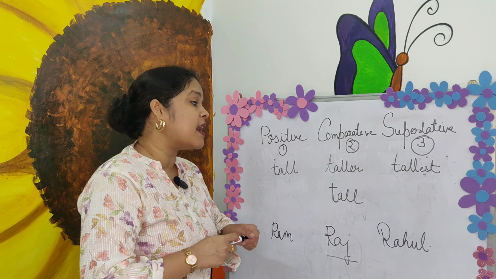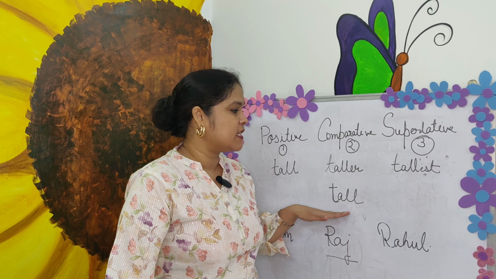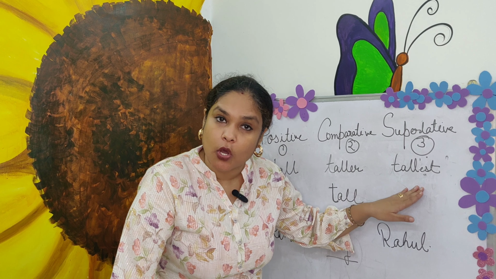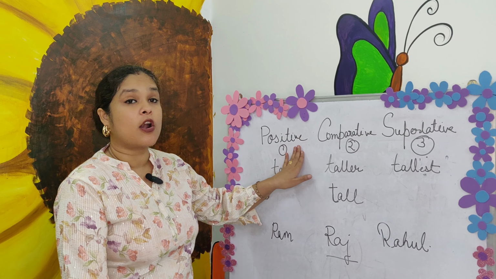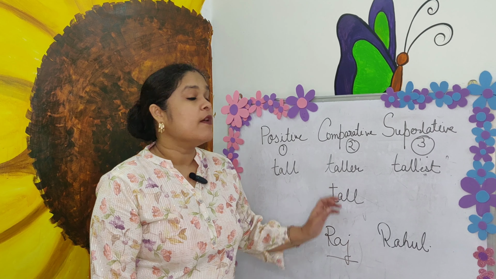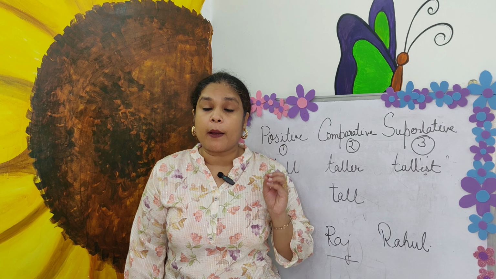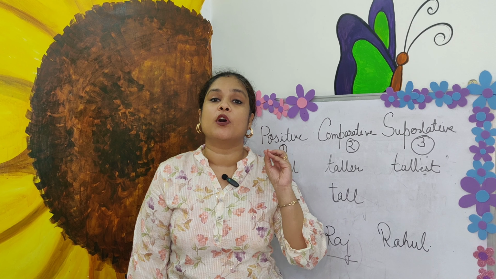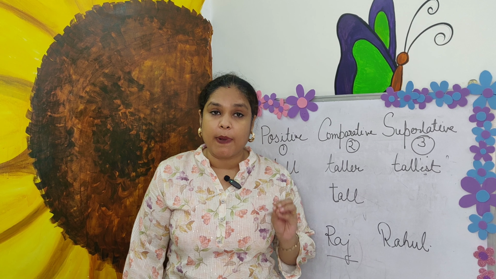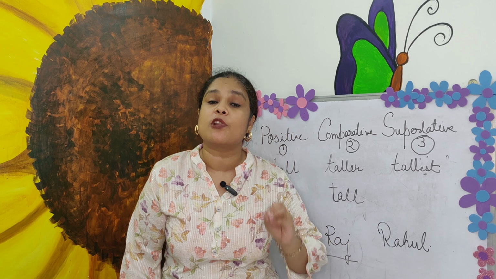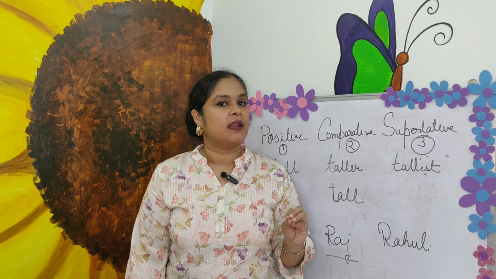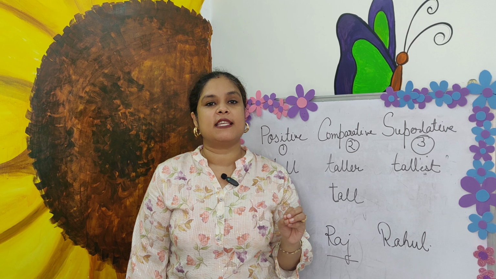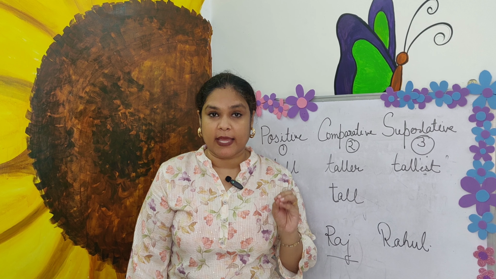The base form is tall, which remains the same in the positive degree. In the comparative degree, tall changes to taller, and in the superlative degree, tall changes to tallest. So these are the three forms or three degrees of adjective wherein we are discussing the intensity of a quality or a trait in the noun. There are various examples. We will definitely be doing them.